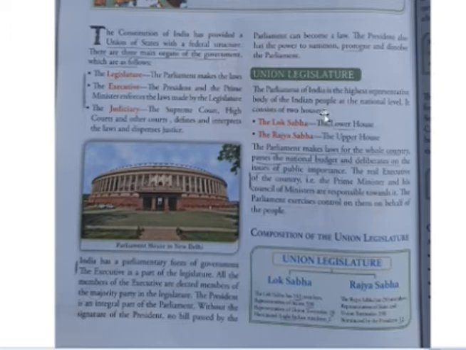Now, union legislature. What is a union legislature? The Parliament of India is the highest representative body of the Indian people at the national level. So, in parliament, we see a lot of members during the parliamentary sessions. Those members are elected by the Indian people. So, they are the representatives of the Indian people. Okay. So here in the parliament there are two houses, Lok Sabha and Rajya Sabha. Lok Sabha is a lower house and Rajya Sabha is an upper house.